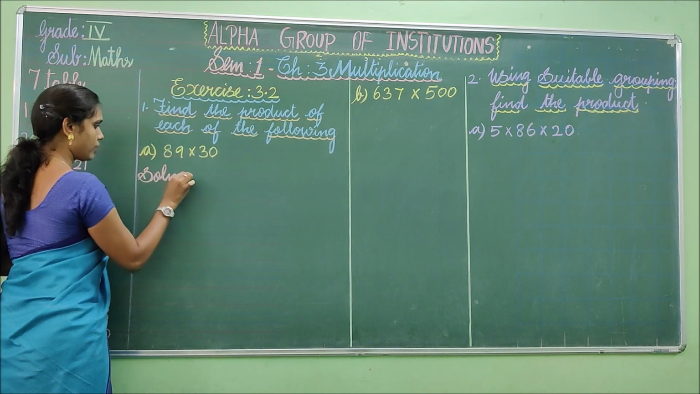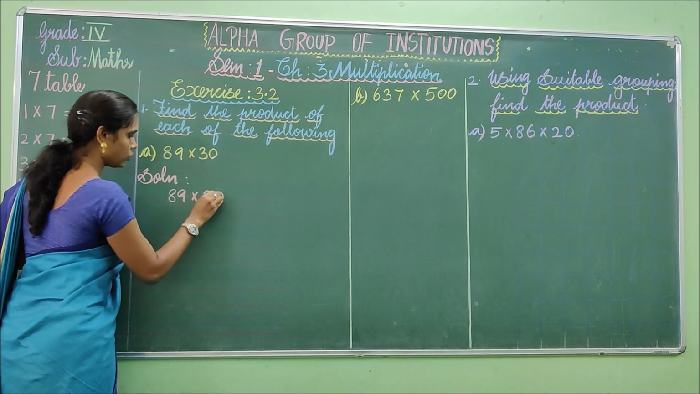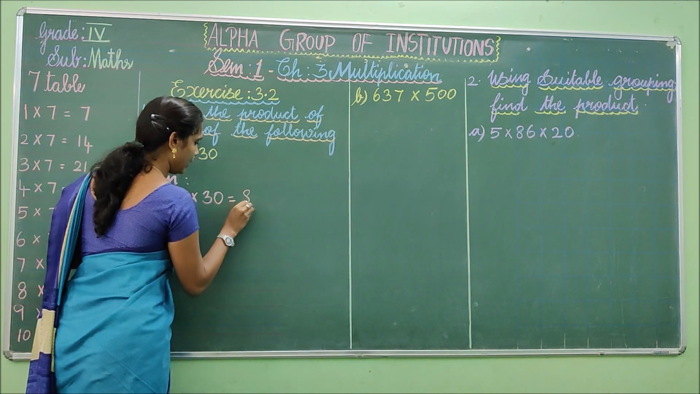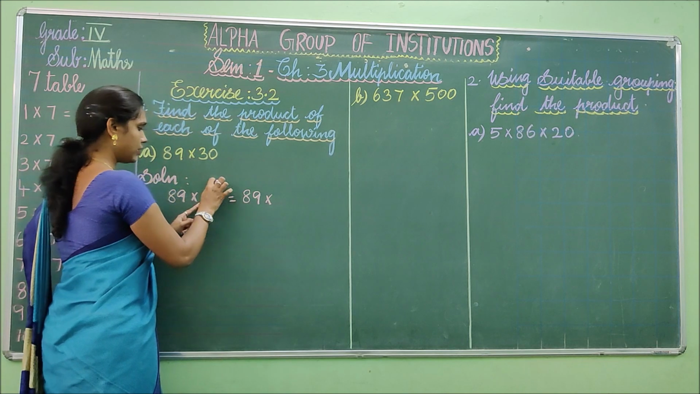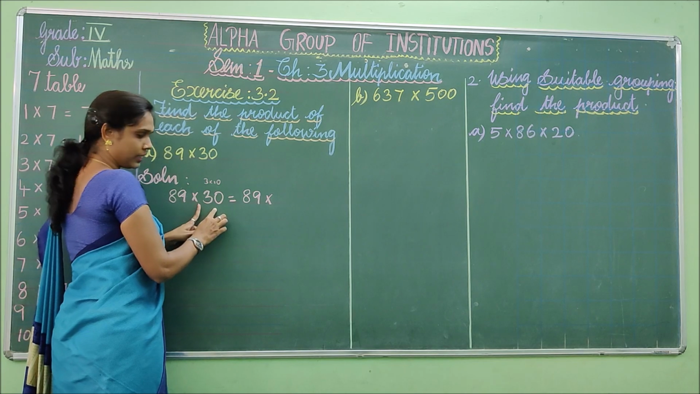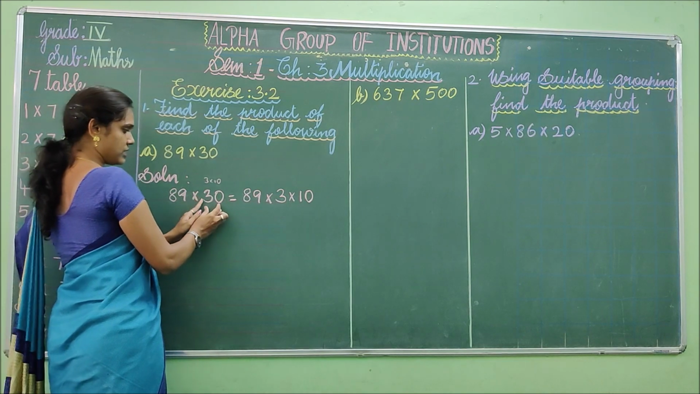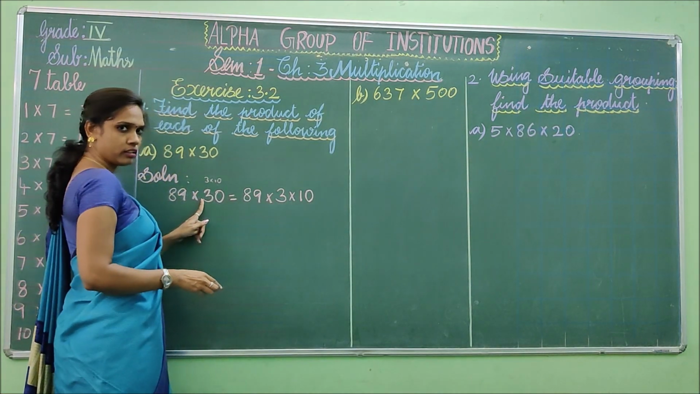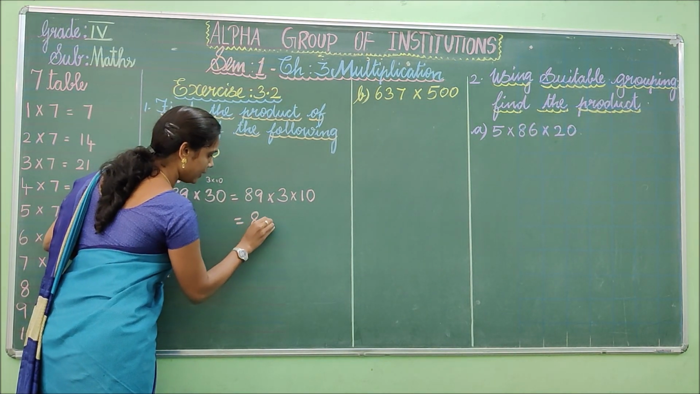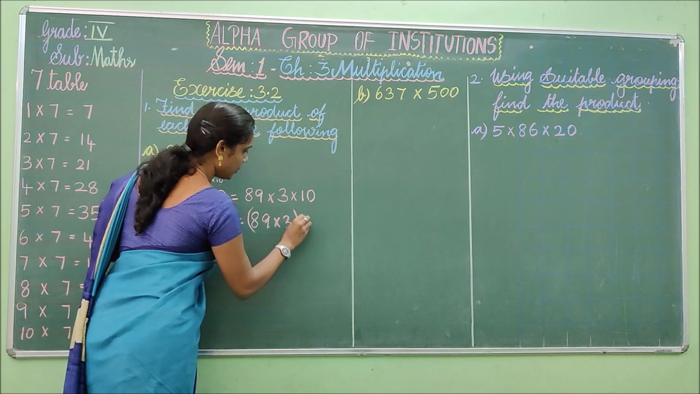What number is given? 89 into 30. 89 multiplied by 30 can be split into 3 into 10. 3 tens are 30. So I have split this 30 into 3 into 10. Now we are going to group the numbers: 89 into 3, and I have put the bracket for into 10.